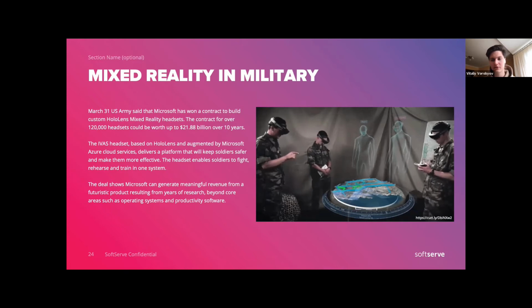The headset enables soldiers to train and to fight in one system. This deal shows us that XR technologies have already developed so much that they can be, and already are, used in such complex areas as the military, where reliability and safety come first.